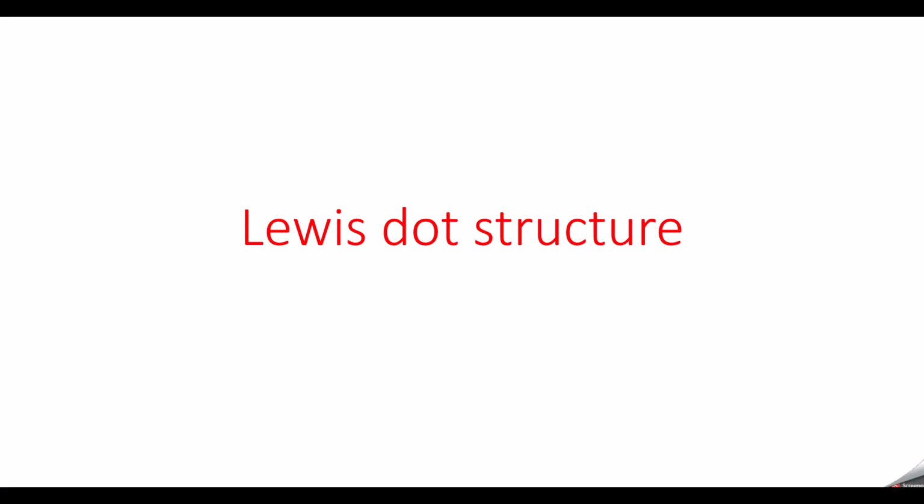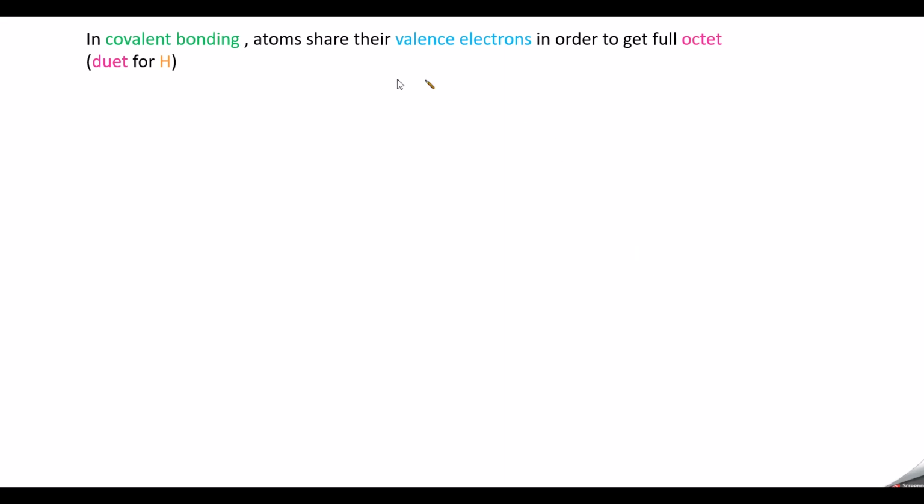Let's discuss Lewis dot structure in this video. In covalent bonding, the atoms share their valence electrons to get 8 electrons in the outermost orbital, that is, to get the octet structure. In hydrogen, you will have a maximum of 2 electrons only. So, the atoms share valence electrons to get 8 electrons in the outermost orbital.